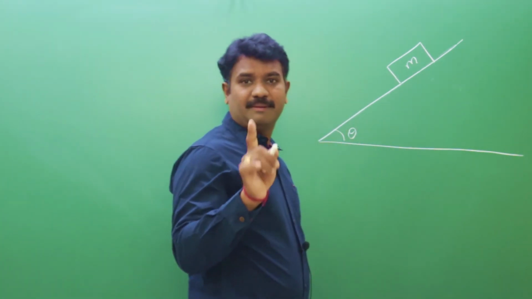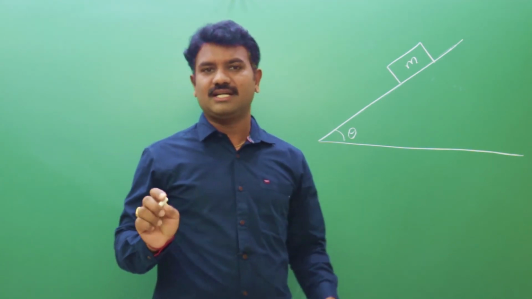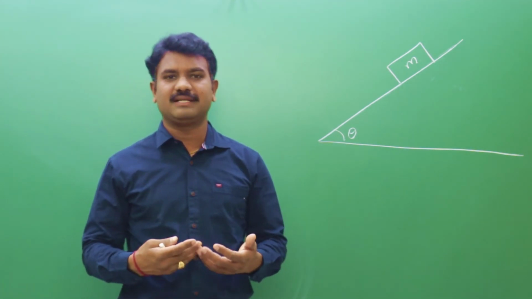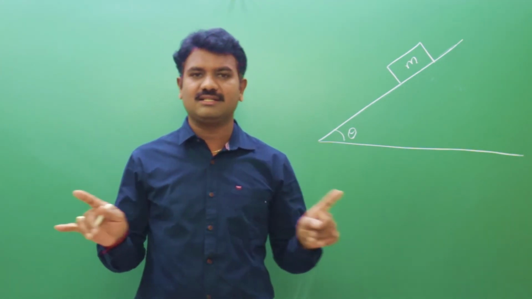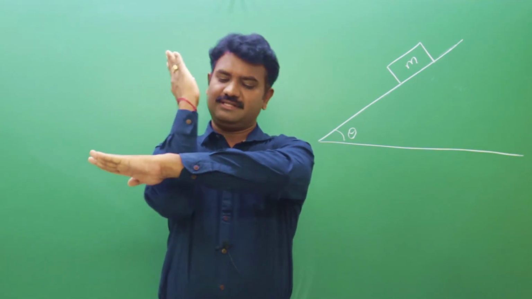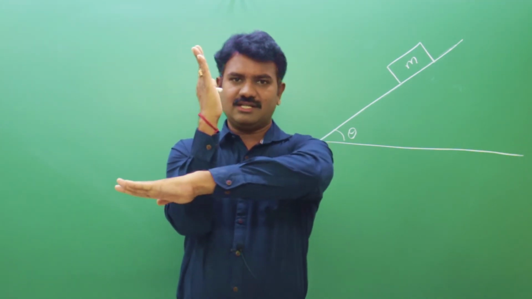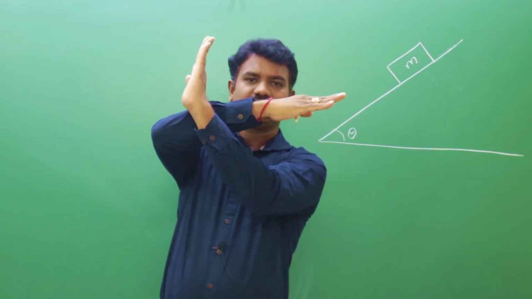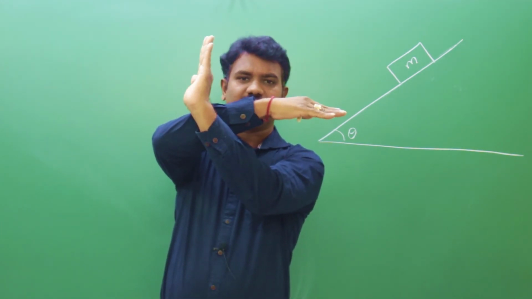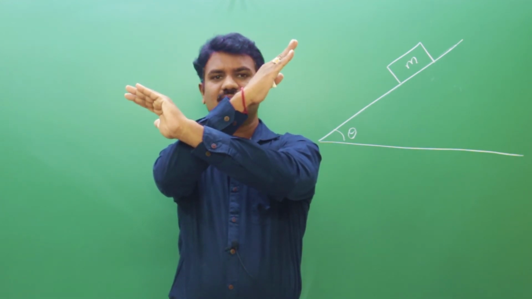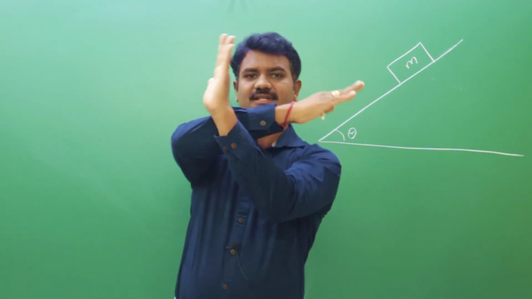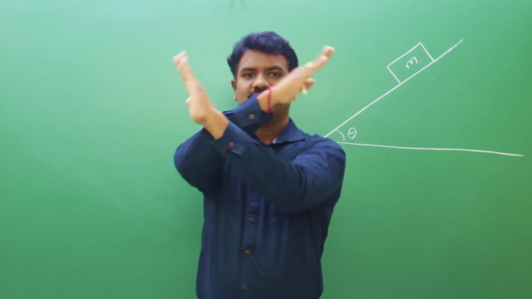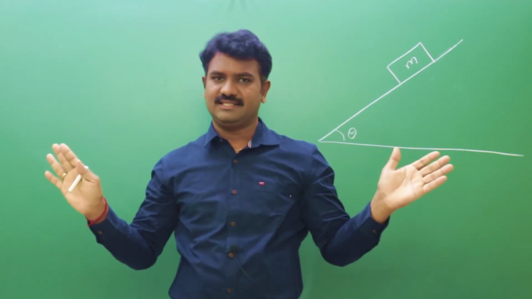Normal means again perpendicular, not upwards. Generally people are habituated to say that normal is upwards. It's not so. See, if this is the surface and this is perpendicular, if the surface is horizontal, the normal is upwards. In this case, this is the surface, this is the normal. So if the surface rotates by an angle theta, the normal also rotates by an angle theta.